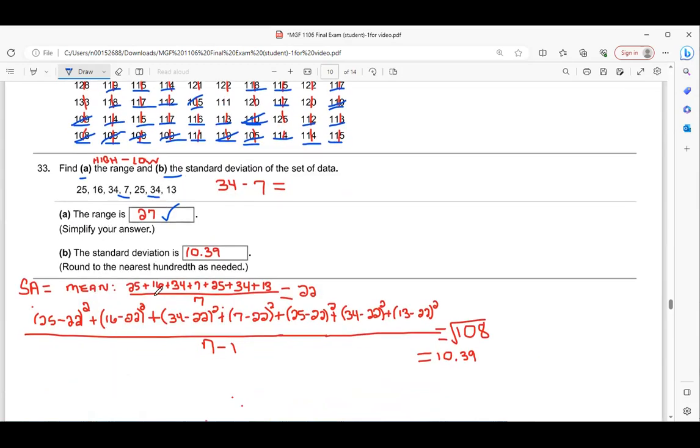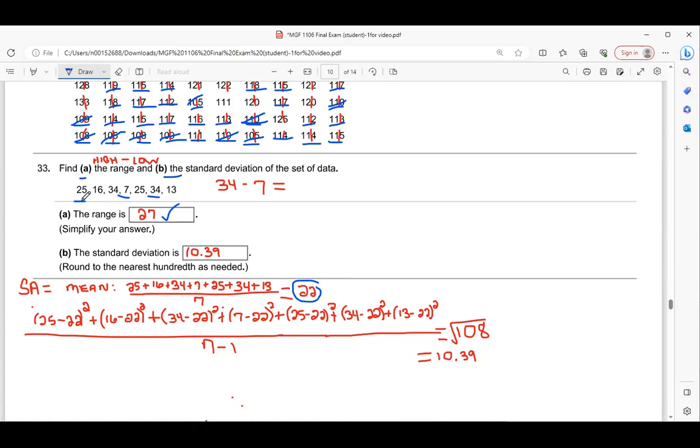To find the standard deviation, you're going to do a few things. First, you're going to find the mean. So you're going to add all those digits together. There are 1, 2, 3, 4, 5, 6, 7 digits. So you add them all up and divide by 7, and we get 22 as our mean. Once you find the mean, then we want to get that standard deviation.